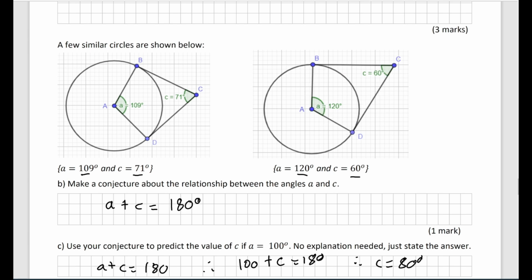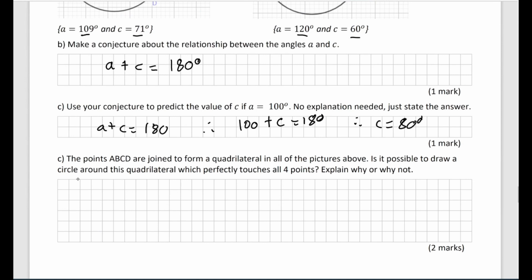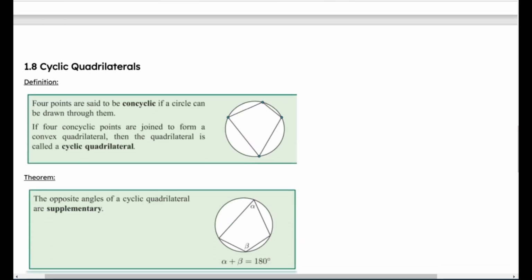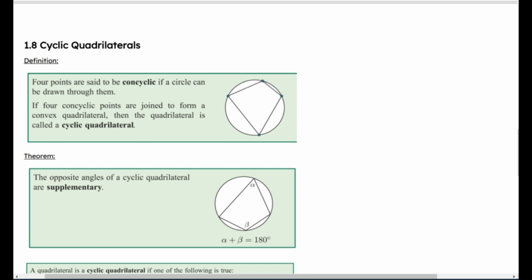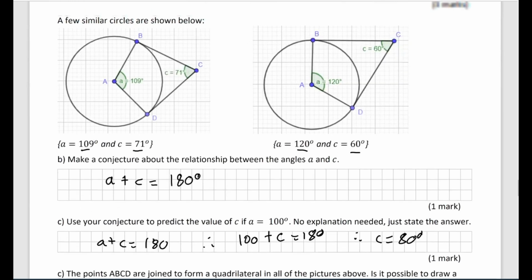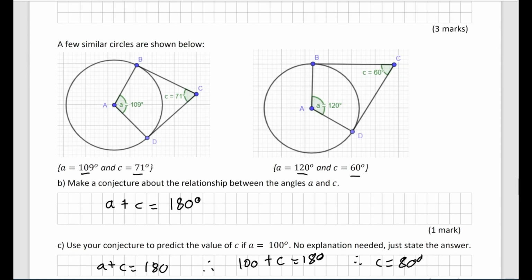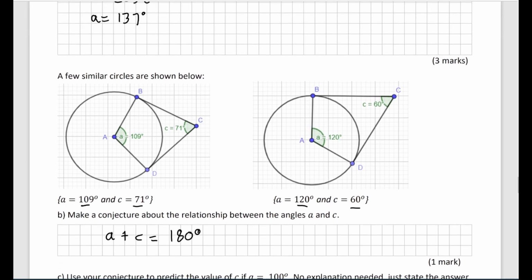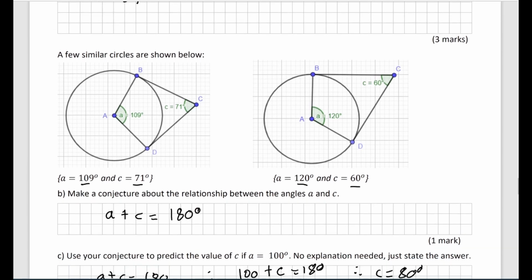So that seems like a really weird question. And what it's actually asking about is cyclic quadrilaterals. So if you look at your theorem sheet, we got this. 4 points are said to be concyclic if a circle can be drawn through them, and they're called a cyclic quadrilateral. So basically, the question in a roundabout way is asking, is this quadrilateral here a cyclic quadrilateral? Now, we do already have a circle in the picture, but that's not the circle we're talking about. We're talking about the circle that can be drawn around that quadrilateral.